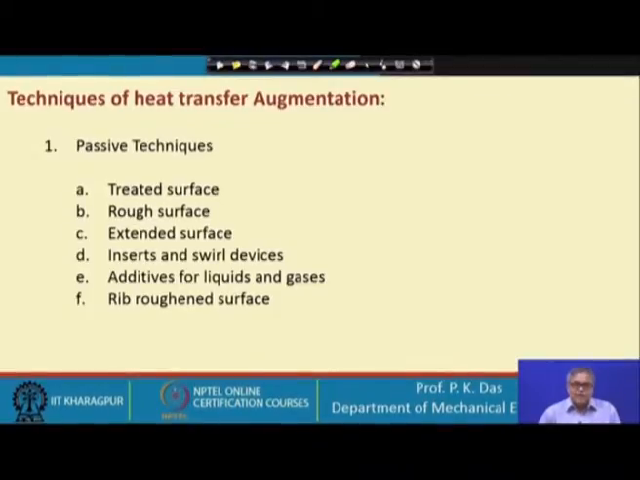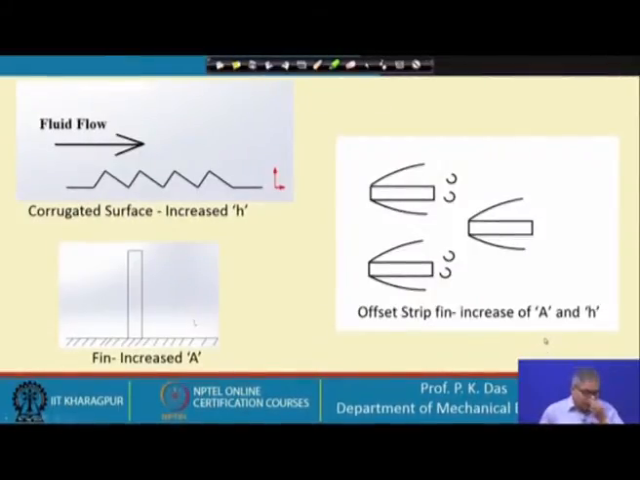Then inserts and swirl devices, which can be put inside the flow passage, then additives for liquids and gases, and then rib roughened surface. Okay. So, some of them, we will have a look and we will have some appreciation of some of these devices. Before that, let us see this small illustration. Here we have a corrugated surface, which I have shown in an exaggerated view.